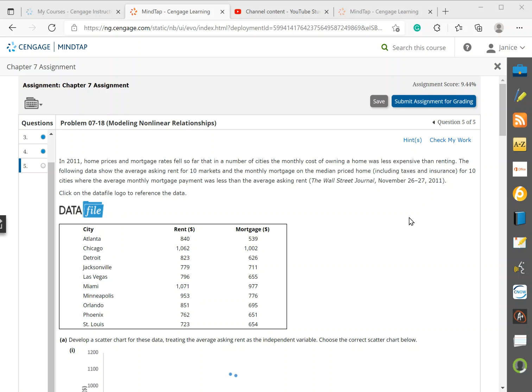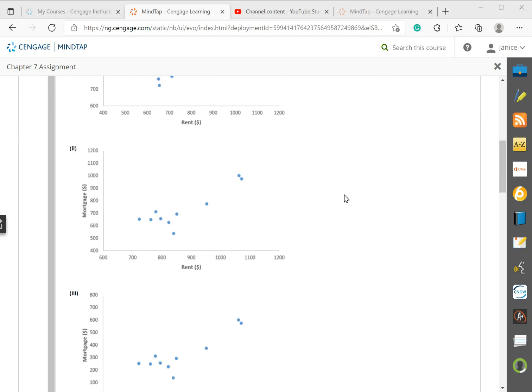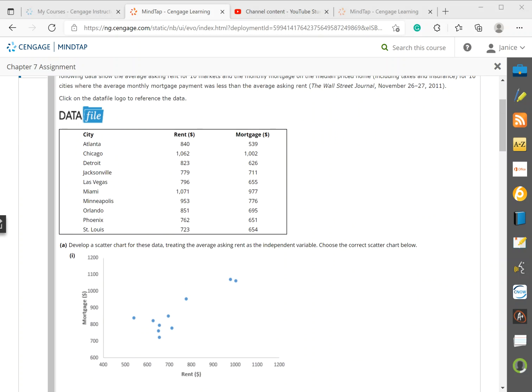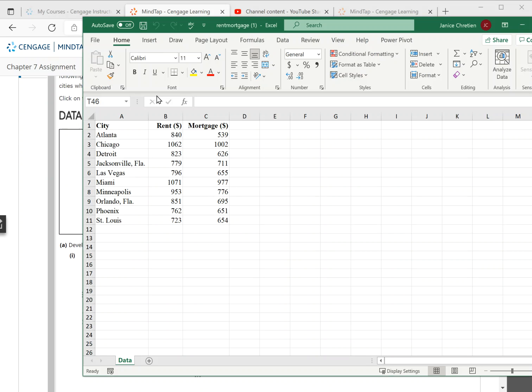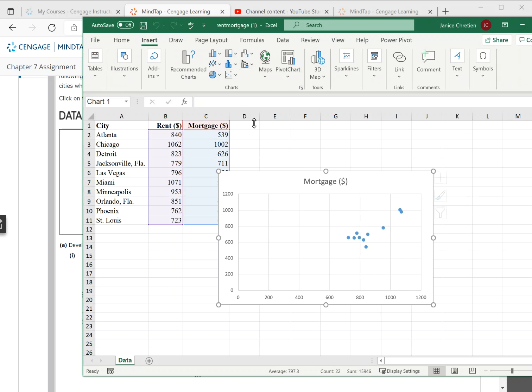In the final question for Chapter 7, I've downloaded the data file. You will as well. And we're looking at monthly mortgage payment and rent payment for 10 cities. And we've got to develop a scatter plot with rent and mortgage, which we can do in our sleep by now, right?